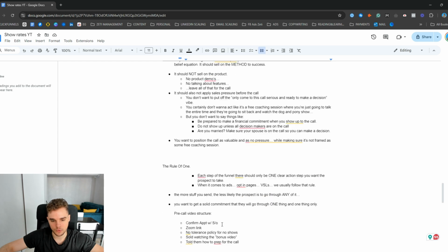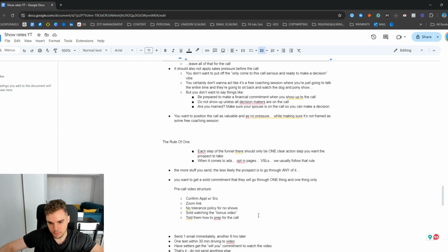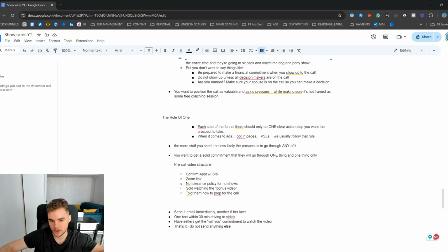And obviously here comes the rule of one. So pretty simple. You want to get them to do one thing at a time. So essentially, every single funnel step should have one clear action step that you want the prospect to take. So the pre-call video structure, again, we talked about it earlier, but it's pretty straightforward.